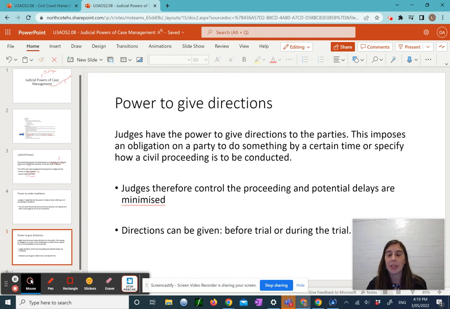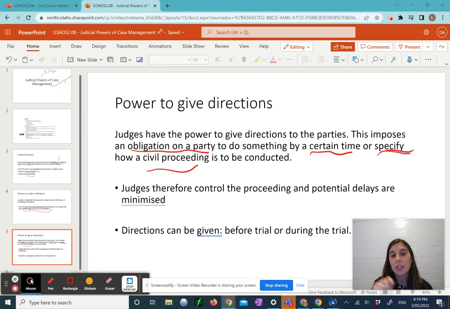The second power is the power to give directions. Okay, I kind of like to think of this as power to give orders to the parties to do certain things with the idea of making the trial more efficient. Okay, so it's the idea of making a party do something by a certain time or do something specific or specify how something needs to be done or the conduct needs to be done in a civil proceeding. The idea is here that judges need to control the proceedings, so they need to be the overall manager of the proceedings to ensure that potential delays are minimized.